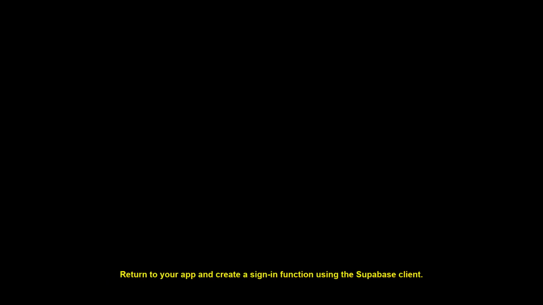Return to your app and create a sign-in function using the Supabase client. Use the authentication method specific to the OAuth provider you want to implement. For example, to use Google, call signInWithOAuth with provider: Google. Add any necessary error handling to manage failed authentication attempts.